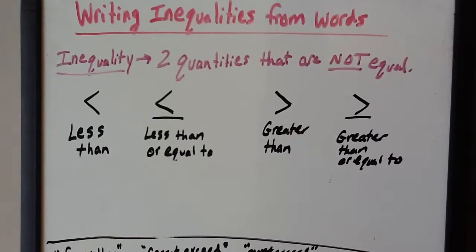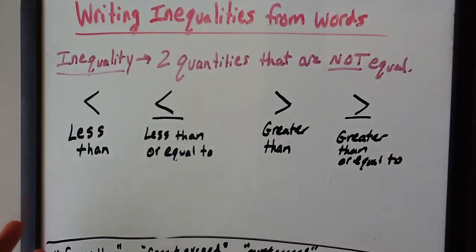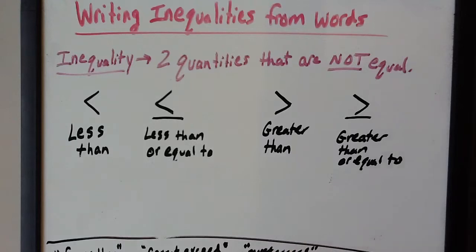Okay, in this video we'll talk about how to write inequalities from words. Now remember, whenever we talked about equations, we said that an equation is when you had one expression equal to another expression. Well, whenever we deal with inequalities, we are saying that the two quantities are not equal. They are either less than, greater than, less than or equal to, or greater than or equal to. These are our four inequality symbols.